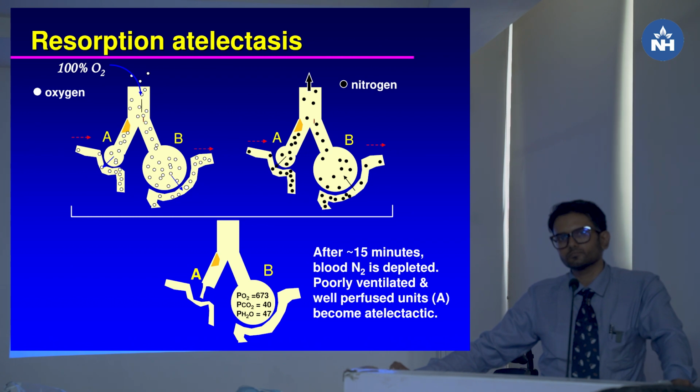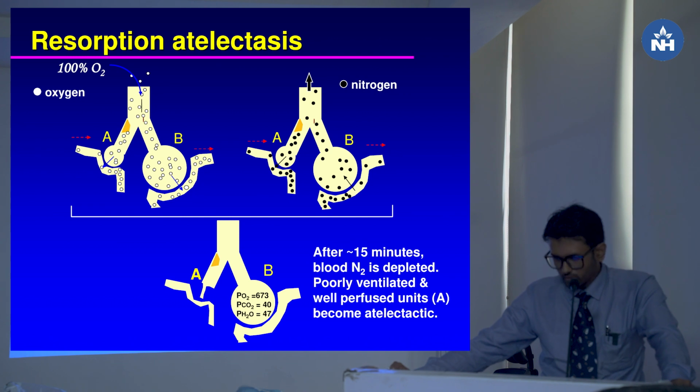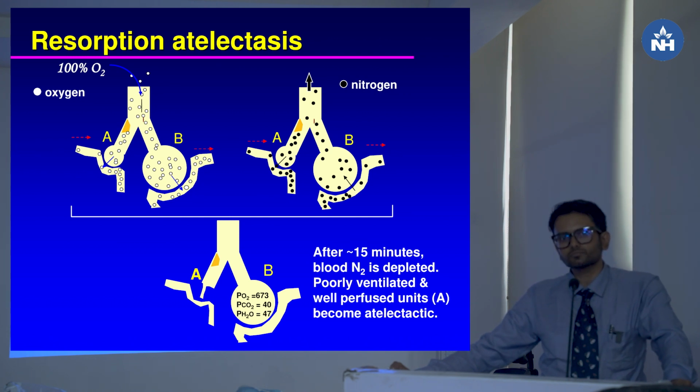But what we are interested in is the saturation. Saturation has to be 92 or above at least. That is the amount of oxygen that is required. If anybody is hypoxic, they need oxygen.